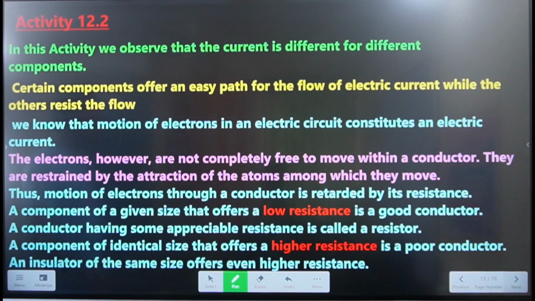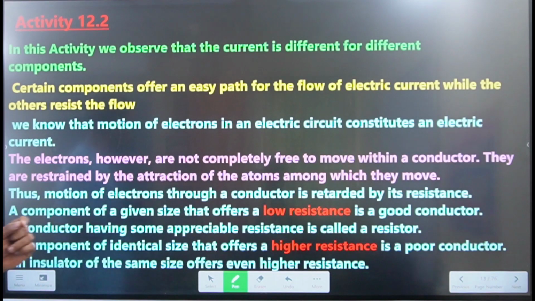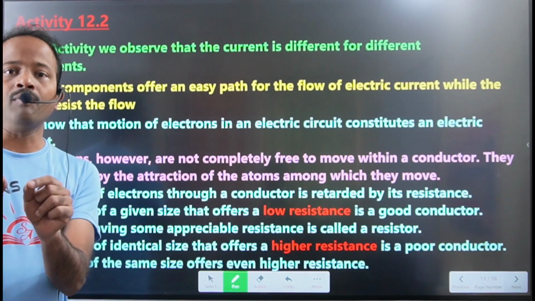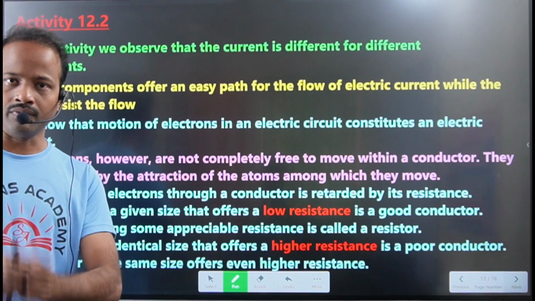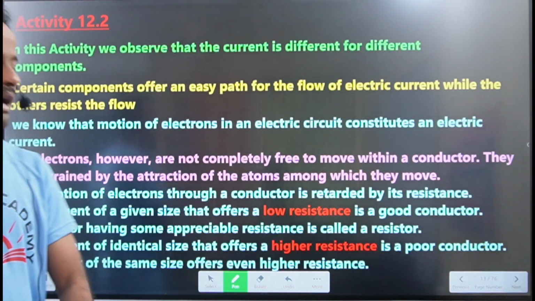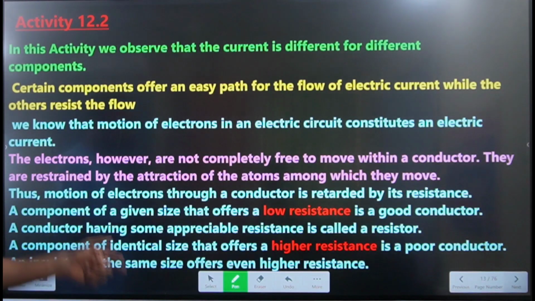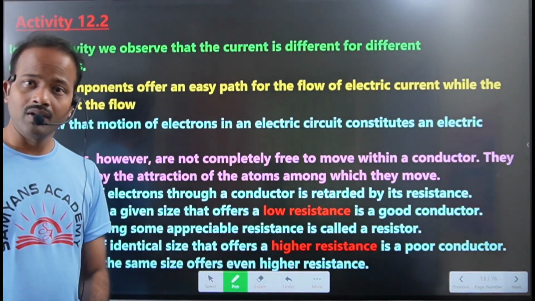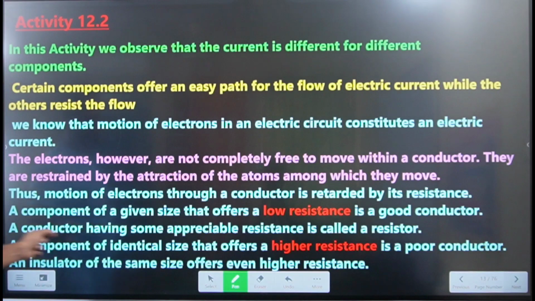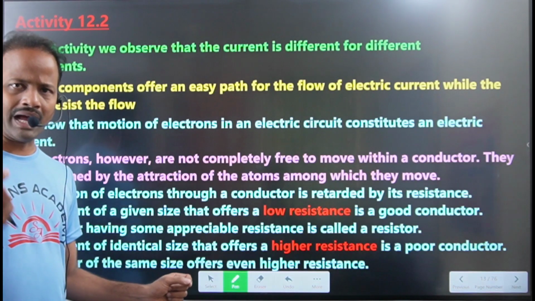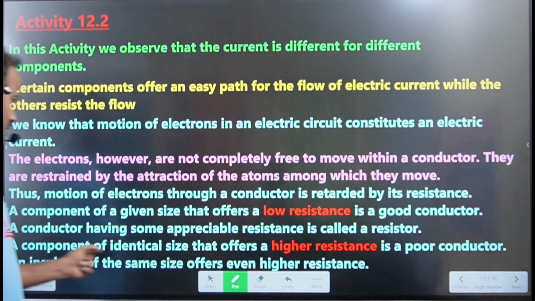A component of given size that offers a low resistance is a good conductor. Then how do you define the good conductor? ఏ కాంపోనెంట్ అయితే లో రెసిస్టెన్స్‌ని ఆఫర్ చేస్తుందో, so that is what we consider as a good conductor. A conductor having some appreciable resistance is called a resistor. ఓకే, ప్రతి కండక్టర్ కూడా కొంచెం ఎంతో కొంత వాల్యూ ఉంటుంది, దాన్ని మనం రెసిస్టర్ అంటున్నాం.